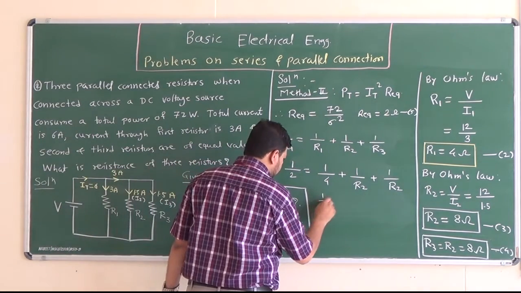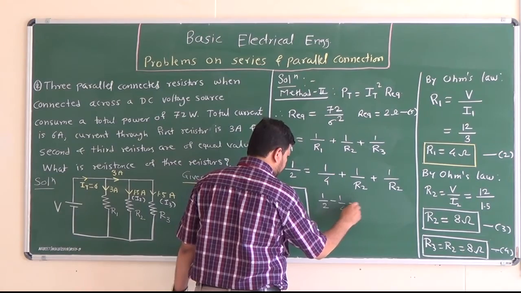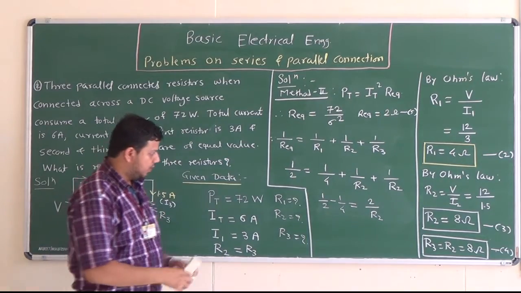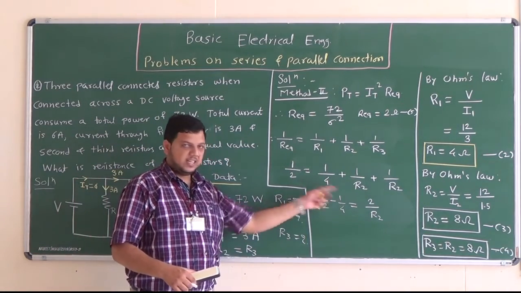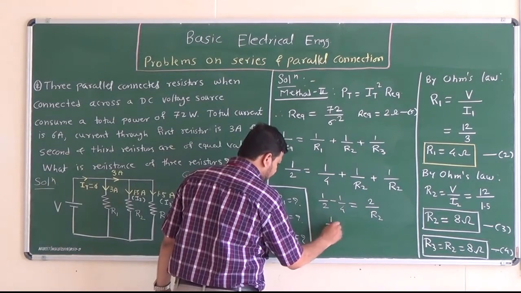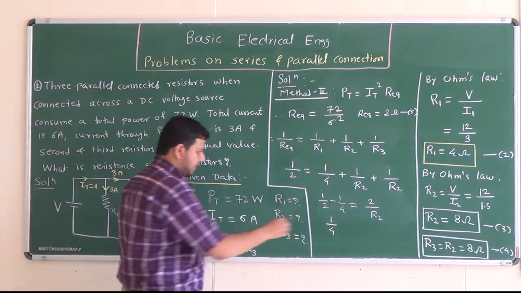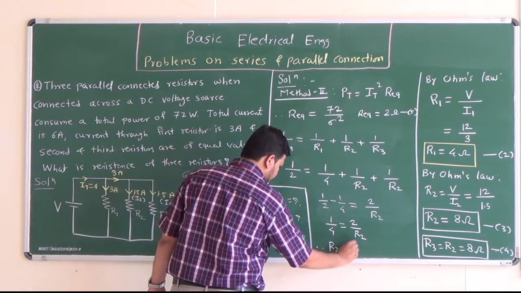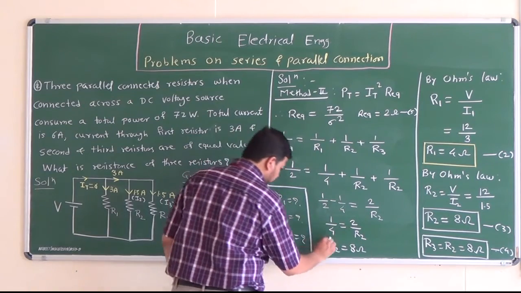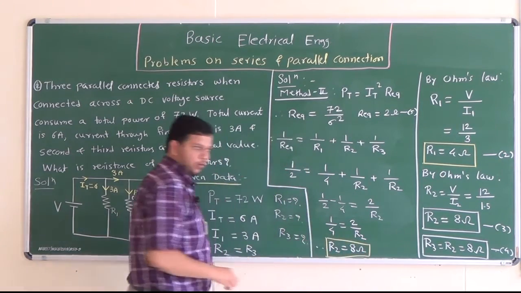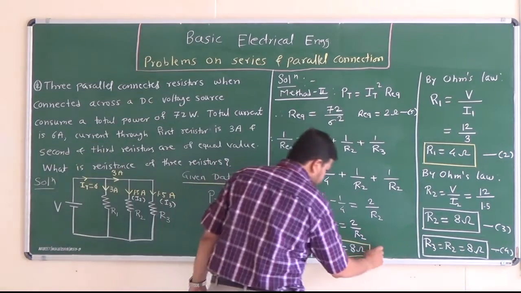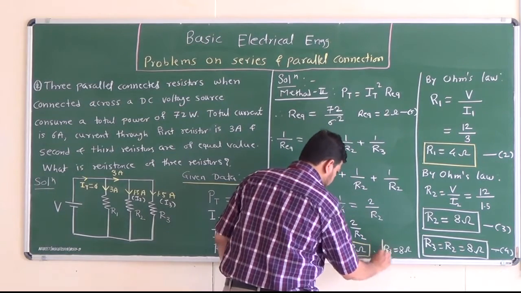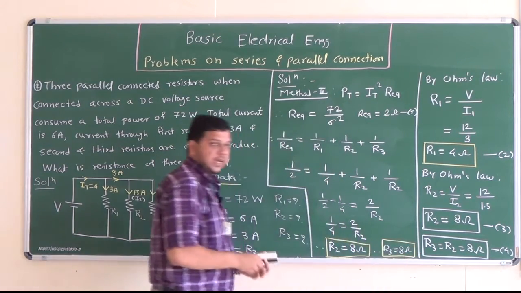Now if you simplify, 1 by 2 minus 1 by 4 will be equal to 2 by R2, since 1 by R2 plus 1 by R2 is 2 by R2. If you take LCM as 4, it will be 2 minus 1 divided by 4, that will be 1 by 4, equal to 2 by R2. By taking cross multiplication, R2 will be equal to 8 ohm, and since R2 and R3 are equal, therefore R3 is also equal to 8 ohm. So R2 is 8 ohm and R3 is 8 ohm.